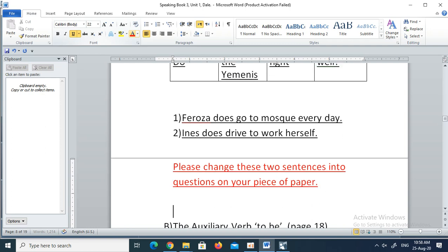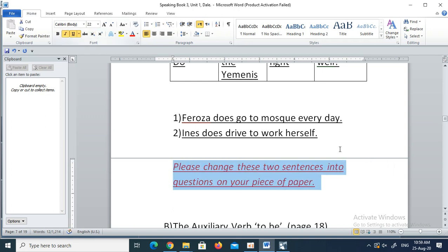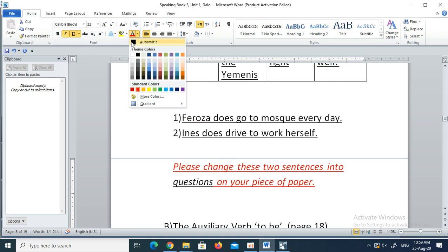Okay, we have these two sentences here. Feroza does go to mosque every day. Sentence number 2. Inaz does drive to work herself. Please pause the video, and on your piece of paper, I need you to change those two sentences into questions.